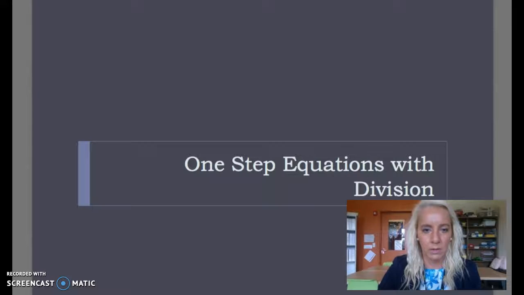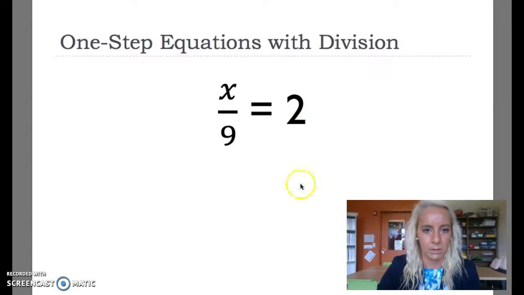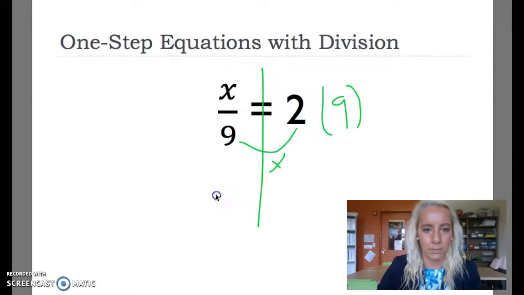The last type of equation is division equations. And we know that this is a division equation because of our fraction bar. Fractions mean division. So some number divided by 9 is equal to 2. The inverse operation of division is multiplication. So I'm going to multiply 9 times 2. Or I'm going to multiply 9 to both sides of my equal sign. So in this case, I'm left with x is equal to 9 times 2, which is 18.